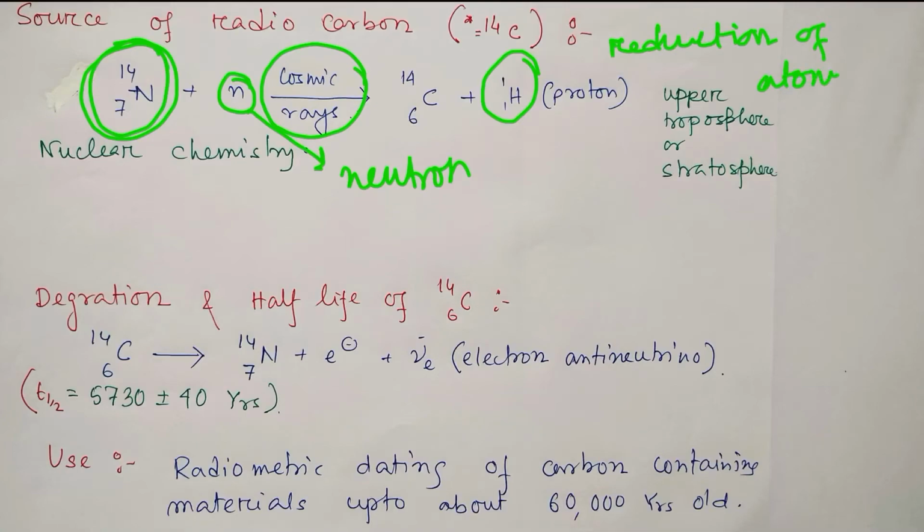It eliminates one proton. Okay, proton means the reduction of atomic number. So if the reduction of atomic number occurs, then from below nitrogen, the atom is carbon, so it resulted in carbon 14.